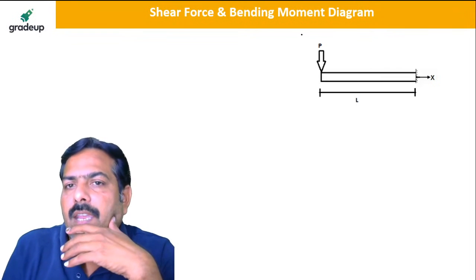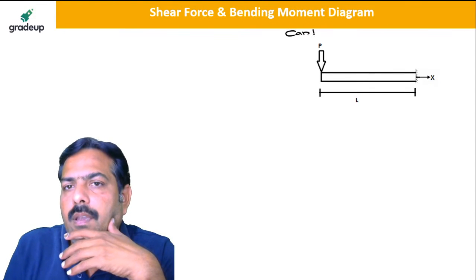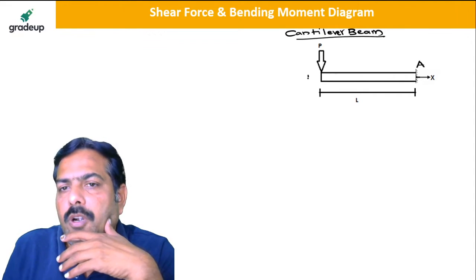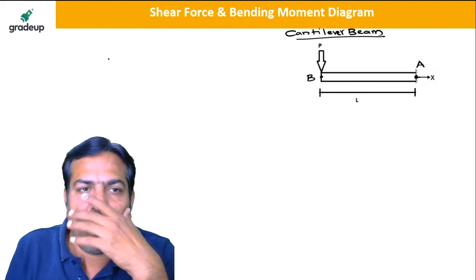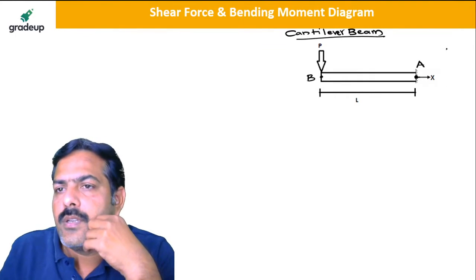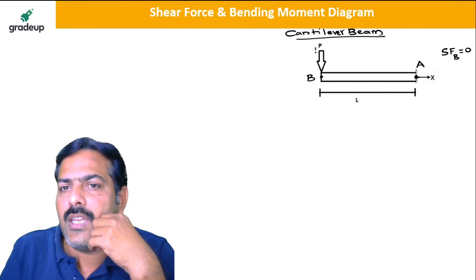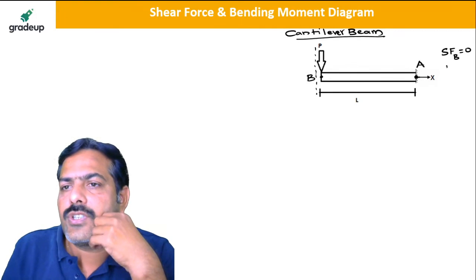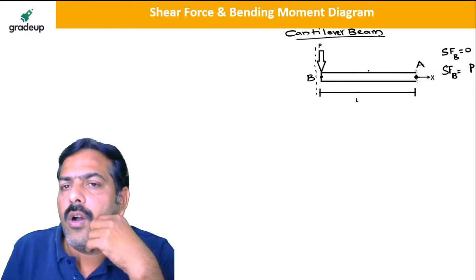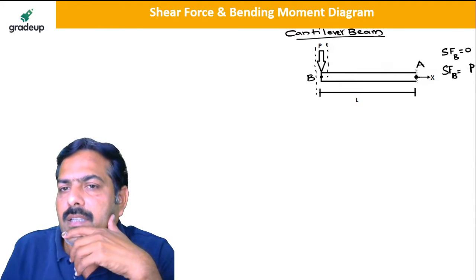Now suppose I take a cantilever beam subjected to end load. So this point is A and this point is B and there is a load P acting here. Now can you tell me, my dear friends, what is the value of the shear force at B? Shear force at B is equal to, one value is 0 if I take a section here, and shear force at B is equal to P, of magnitude how much, if I take section 2.